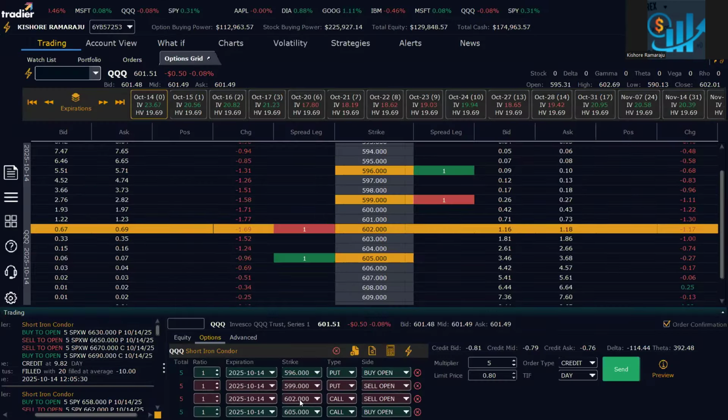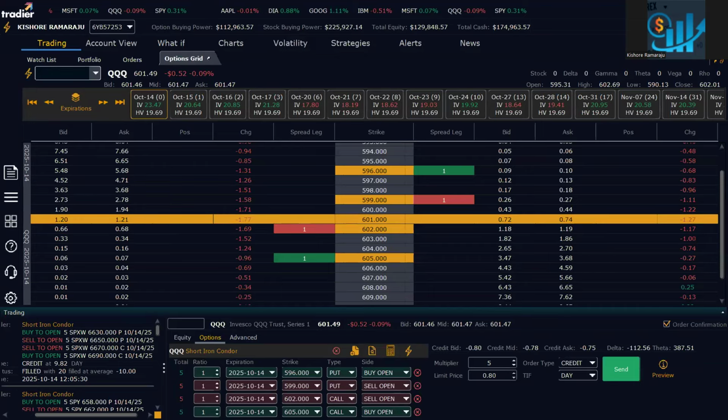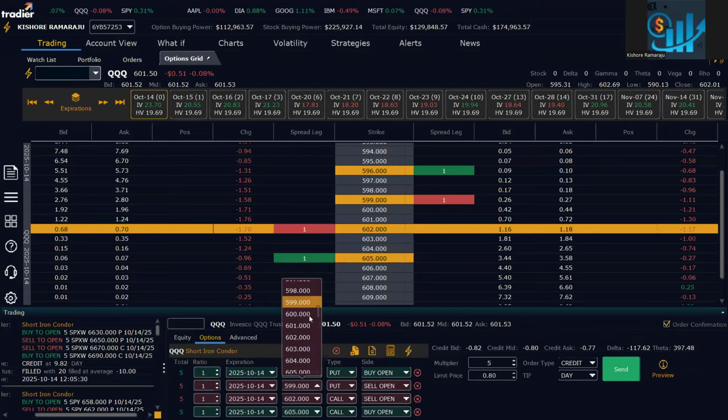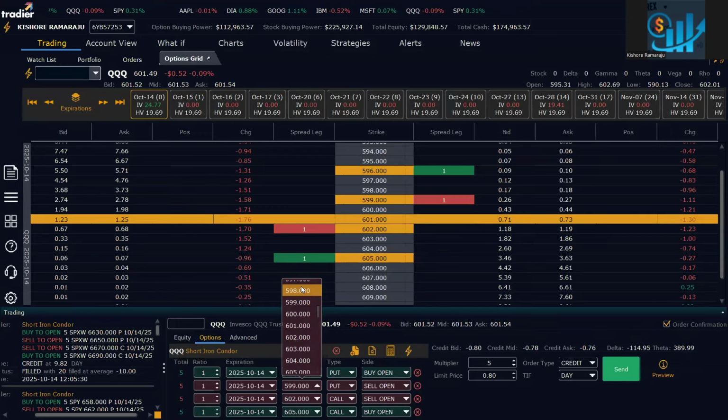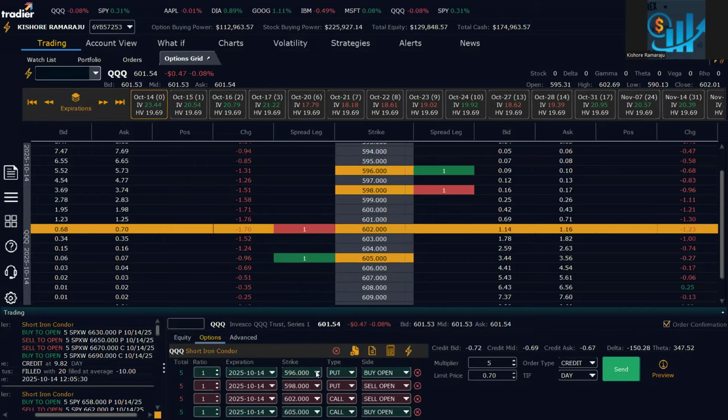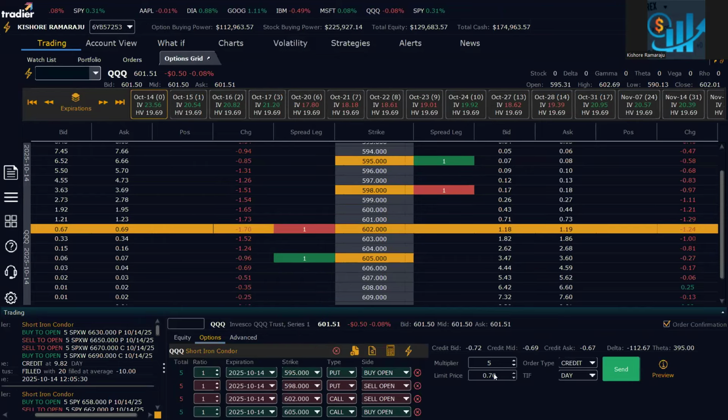So see, selling 602 call, buying 605 call, selling 599. Or if you don't want to take much risk, you can also do 598. I am selling 598 put and I can buy 595 put. So that means I'm collecting nearly $70 for every contract.